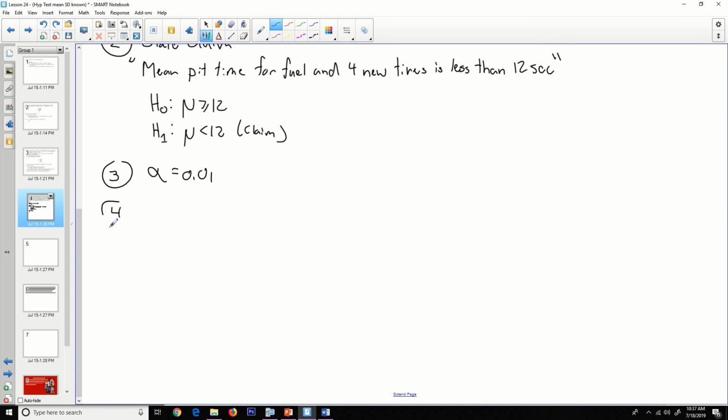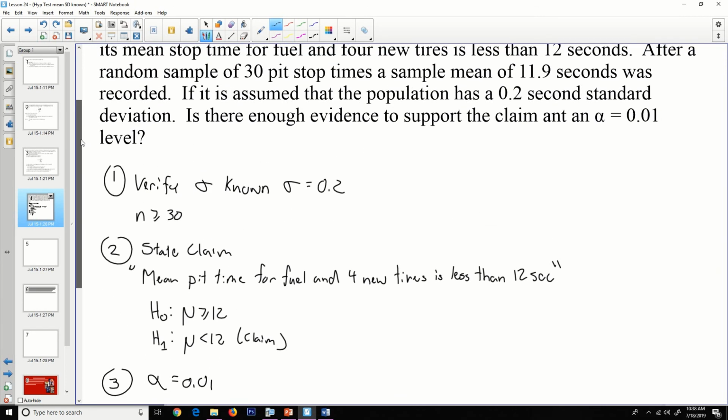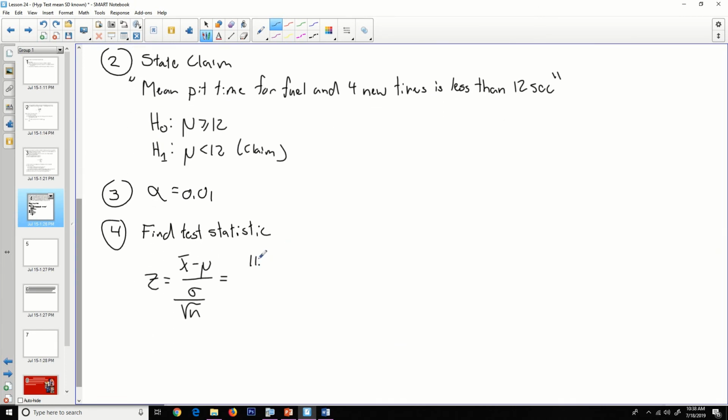And number 4 says find the test statistic. We have z equal to x bar minus the proposed mean over the standard deviation divided by the square root of n. In this case, we have a sample mean of 11.9. 11.9 minus 12 over the standard deviation 0.2 over the square root of 30.